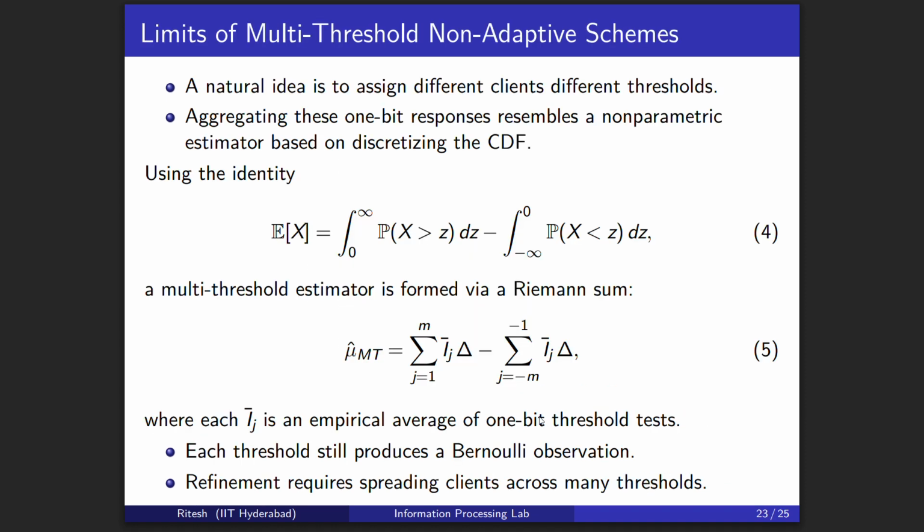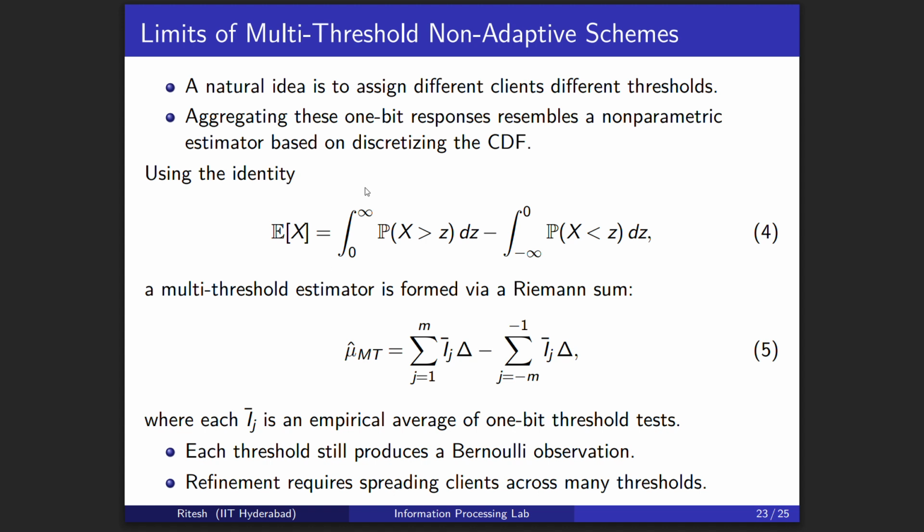So now again one more question, for the limits of the multi-threshold non-adaptive scheme. One may think a natural idea is to assign different clients a different threshold. What will happen if we assign a different threshold to different clients? Aggregating these one bit responses resembles non-parametric estimation, because for each user we are having a different threshold. So for decoding, the aggregation will be a little bit difficult.